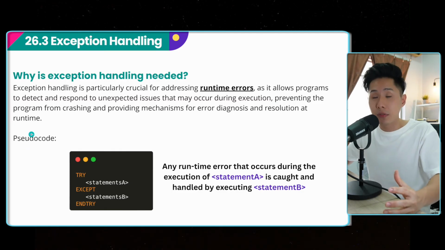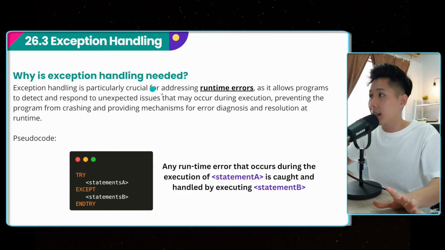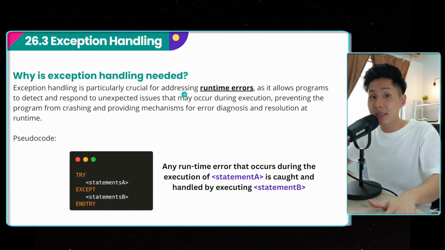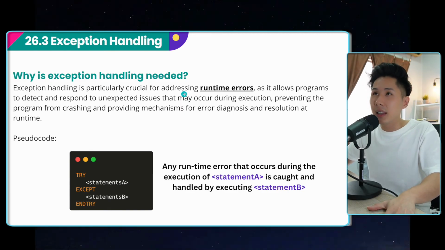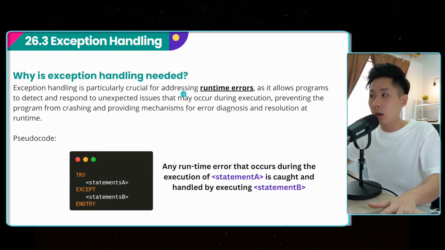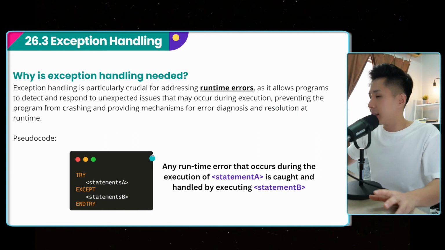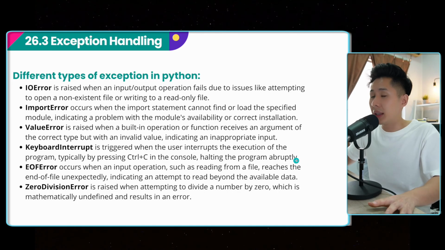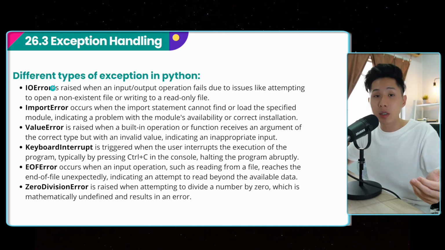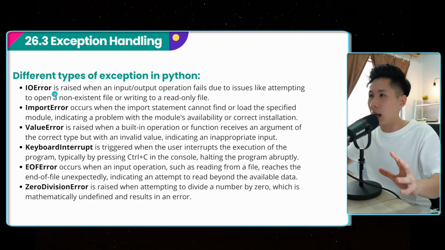The last part of this video is called exception handling. It is useful for addressing a runtime error. In other words, you can say it allows code to fail gracefully. So this is how you do it in pseudocode, and I will show you how to do it in Python. But before that, let me introduce to you a few errors that will happen.